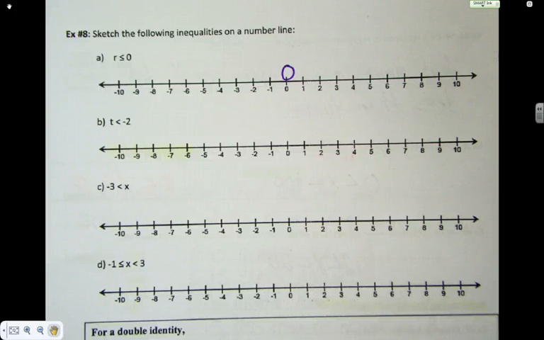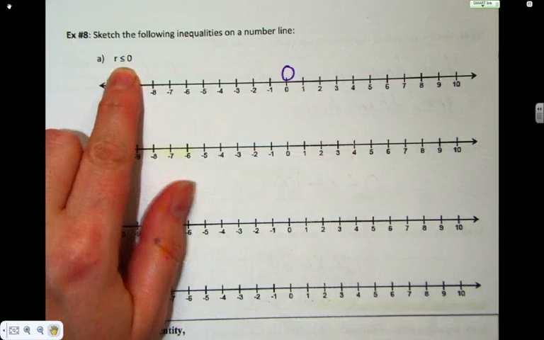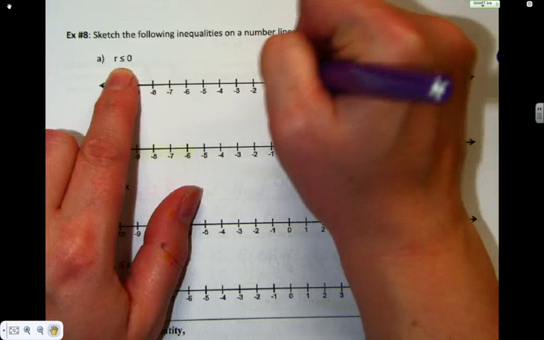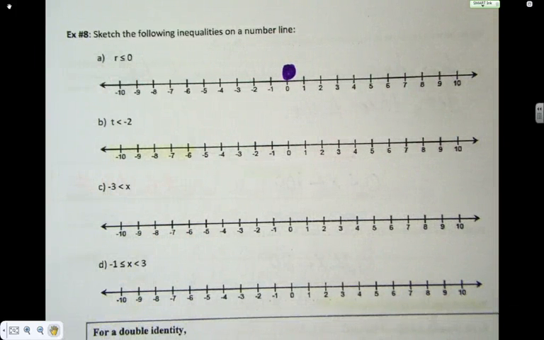How do we know if we're coloring it in? If it's got the or equal to, we're coloring it in because it means that number is included. Then we're just drawing an arrow either to the left or to the right. How do we know which direction? Greater than or greater than or equal to is to the right. Less than or equal to is to the left.